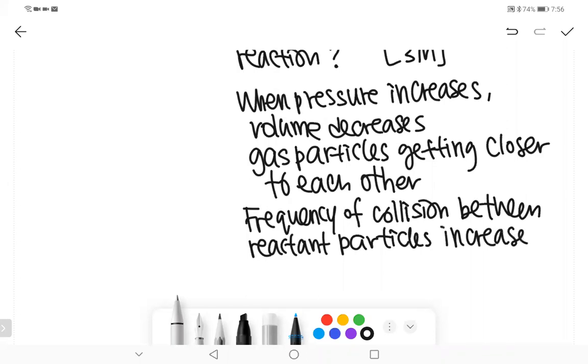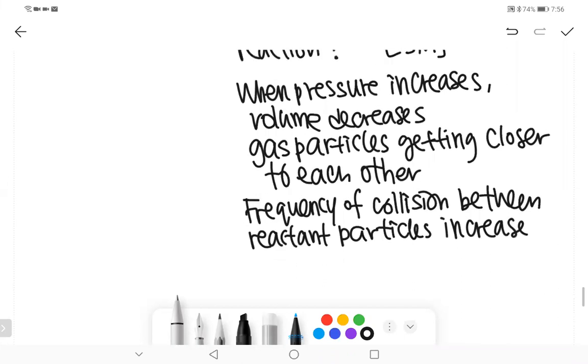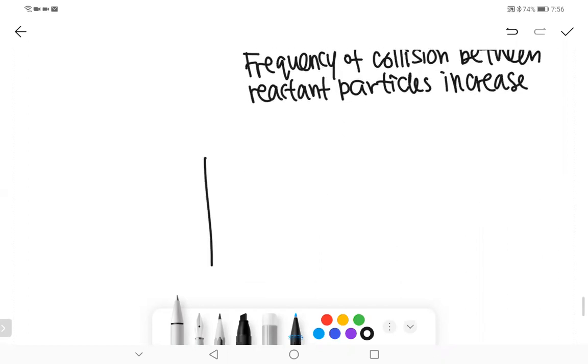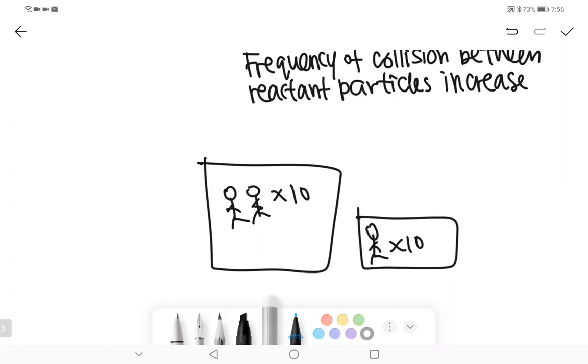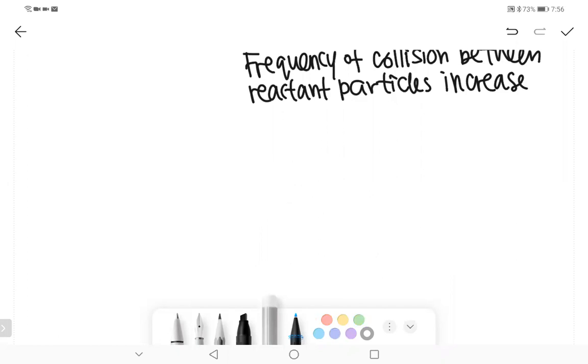So when the particles collide more and more often, why do they collide more often? Because they are very close to each other. When the particles are very close, it's very easy for them to collide. Just imagine this: initially, you have a big room with 10 students. Now you cut the room size to half, and you still have 10 students. When 10 students squeeze in a smaller room, they are very close to each other, so it's easier for them to collide. So the frequency of collision increases.